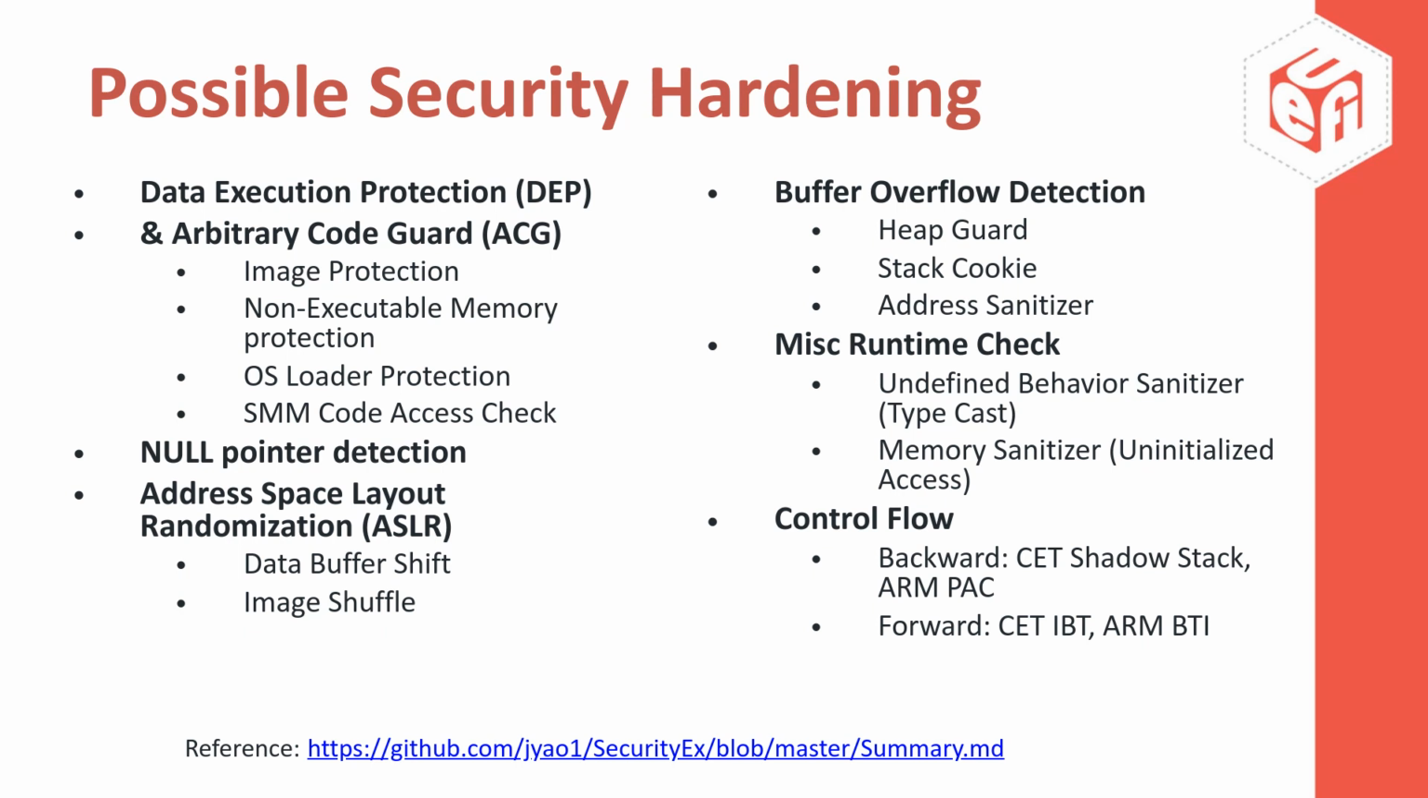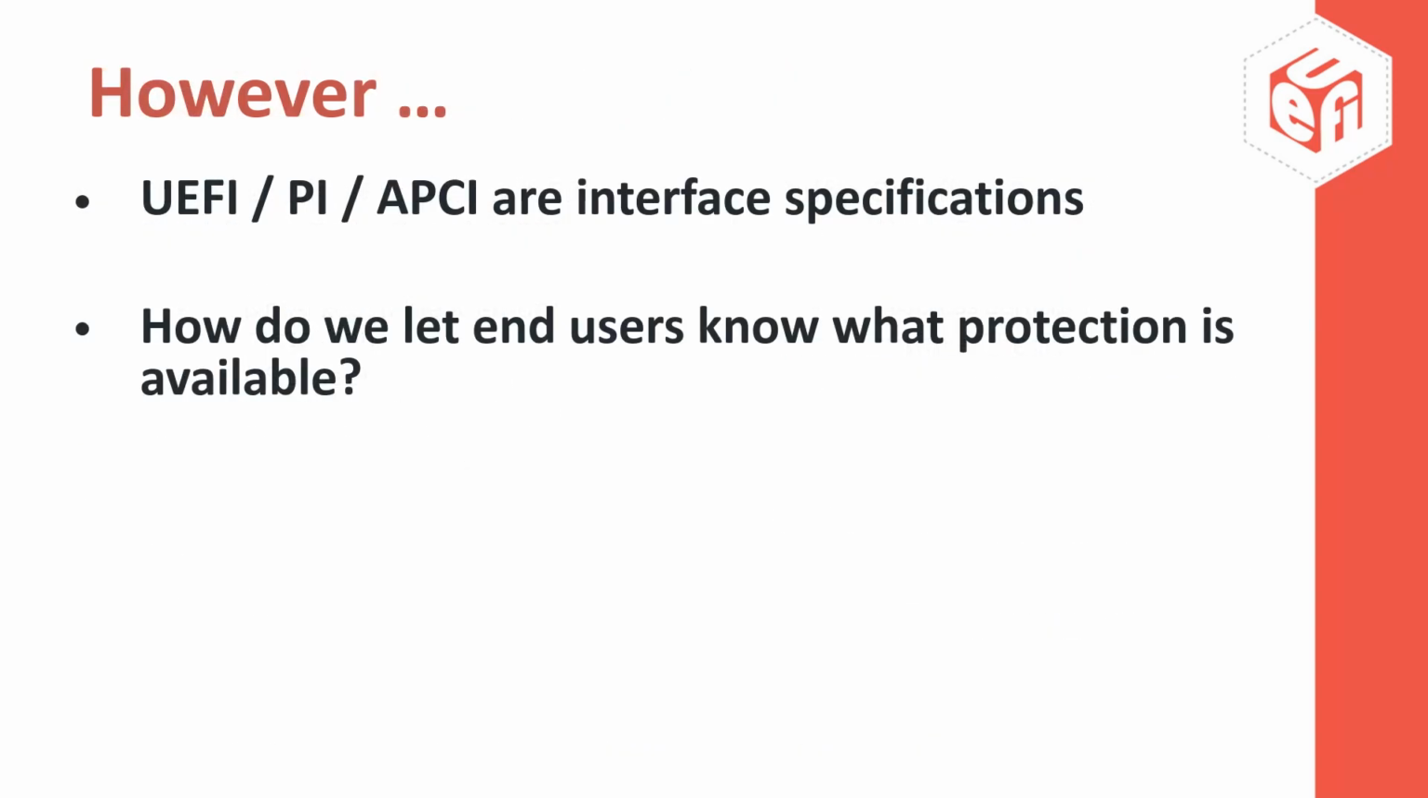Last is control flow guard. Both Intel and ARM CPUs support those features. CET shadow stack and ARM PAC provide the backward control flow guard, and the CET IBT and ARM BTI can support the forward control flow guard. It is good to know that we can do those hardening in the UEFI BIOS. Beyond that, we hope to let the end user know that hardening is implemented there to provide some level of confidence.